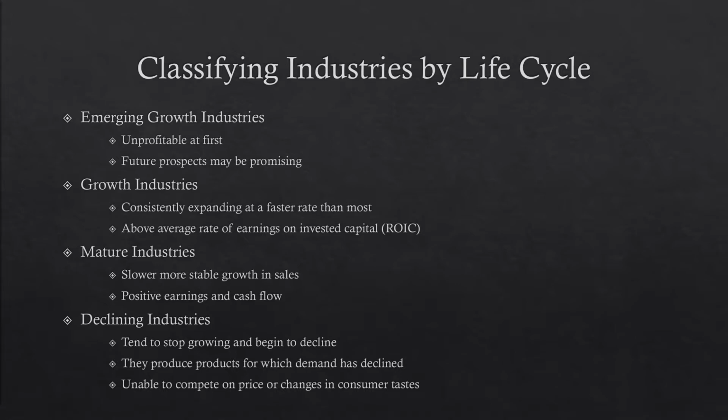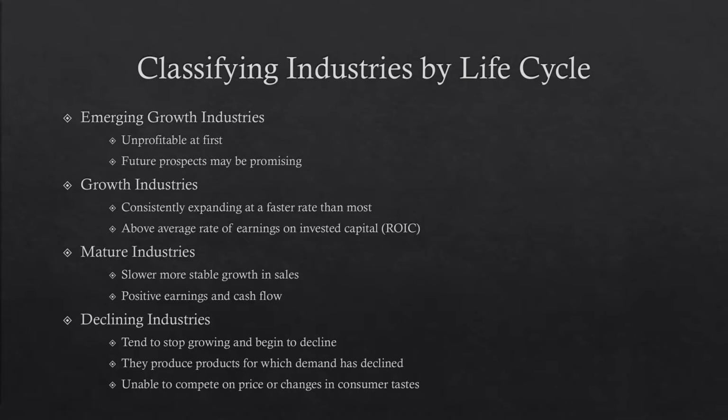These stocks usually go quite cheap. They don't have a dividend or anything like that. You're basically buying into the potential of the stock. Growth industries are a bit further in that life cycle, but they still are consistently expanding at a faster rate than most. They're not mature yet, but they do tend to have above average rate of earnings on invested capital. So they are just consistently expanding, consistently making more money. So you can buy into that potential that they will become a top company at some point.